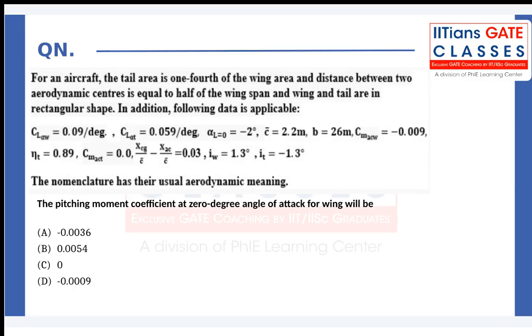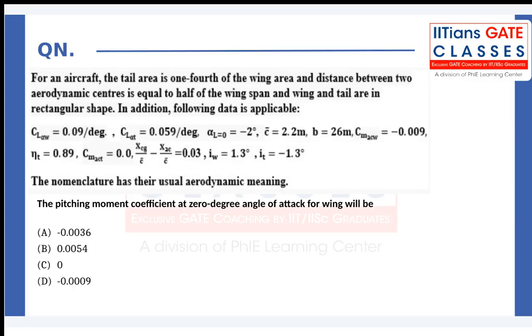So for an aircraft, the tail area is 1/4 of the wing area, and the distance between the two aerodynamic centers is equal to half the wingspan, and the wing and tail are both rectangular in shape. And then you have additional data. You have CL alpha of the wing, CL alpha of the tail, then alpha at zero lift, then C bar, wingspan, CMACW, eta tail, CMAC of the tail is 0. The distance between CG and AC of the wing, setting angle, tail setting angle. Okay, so this is the data that's given to you.